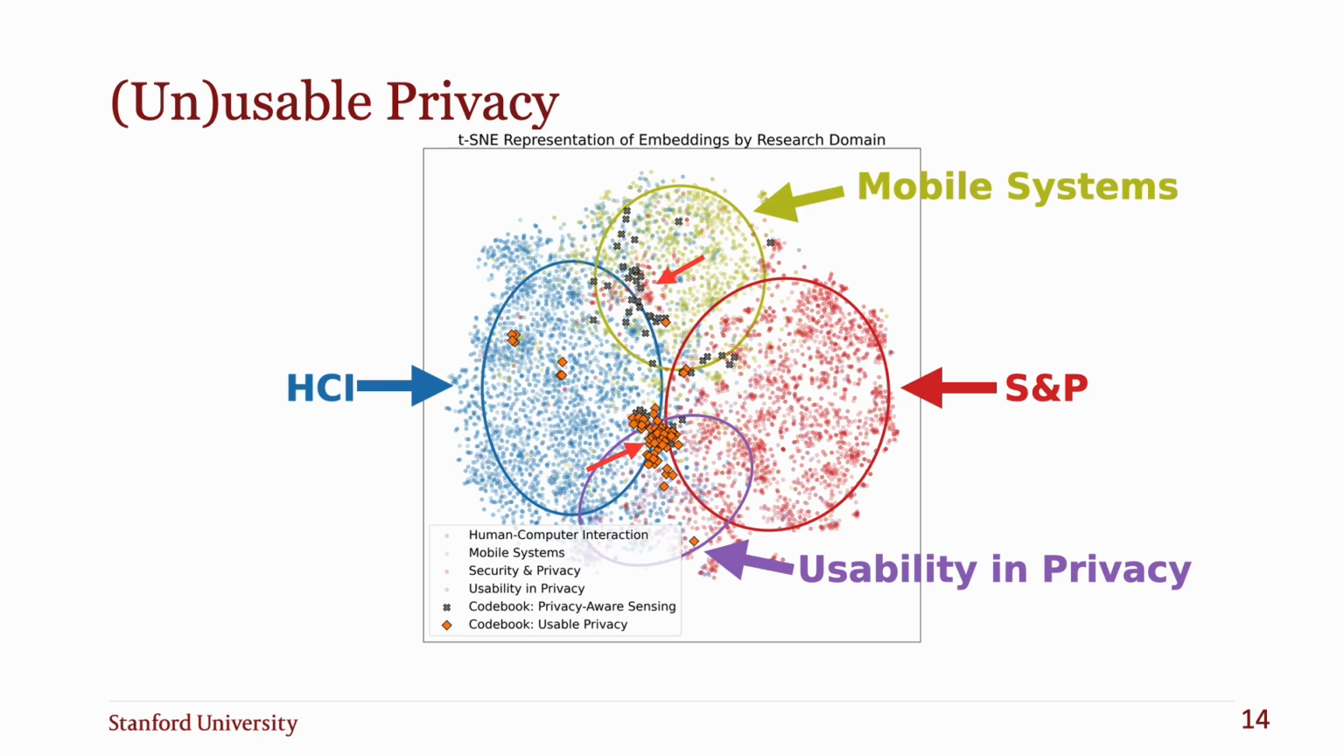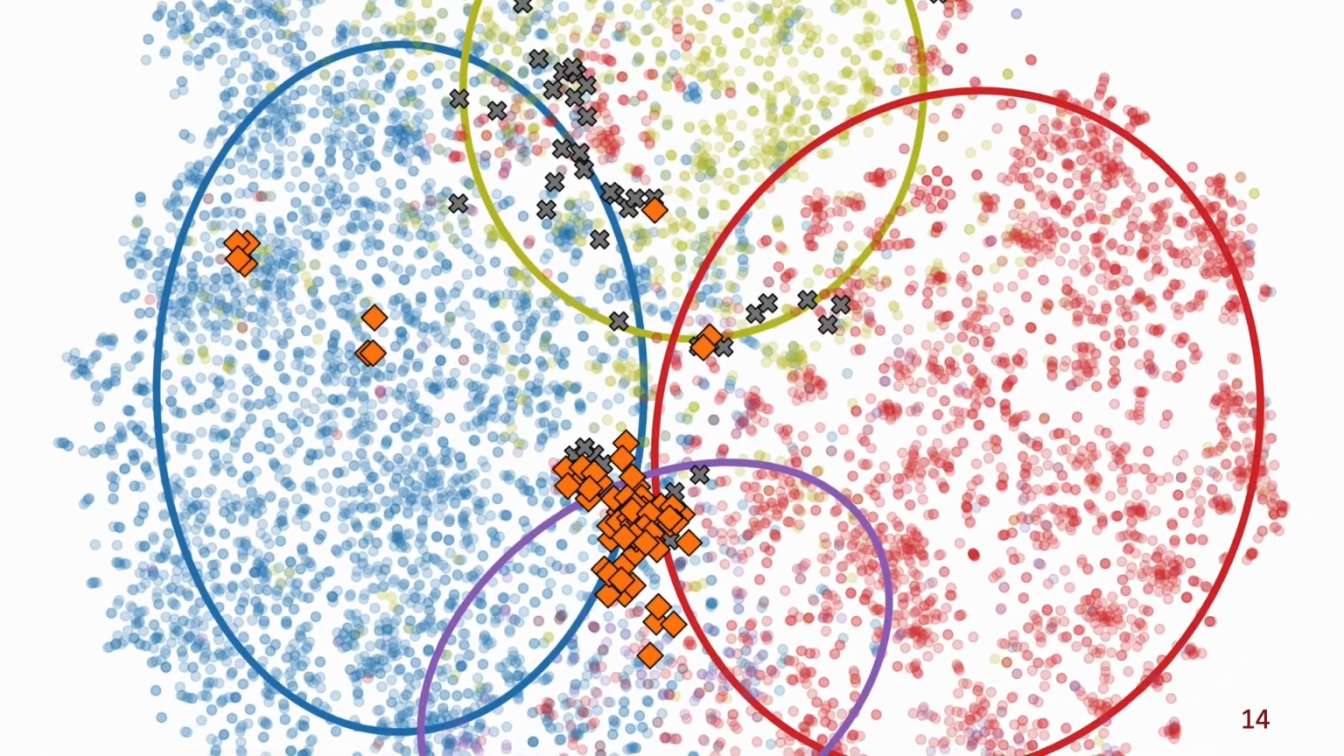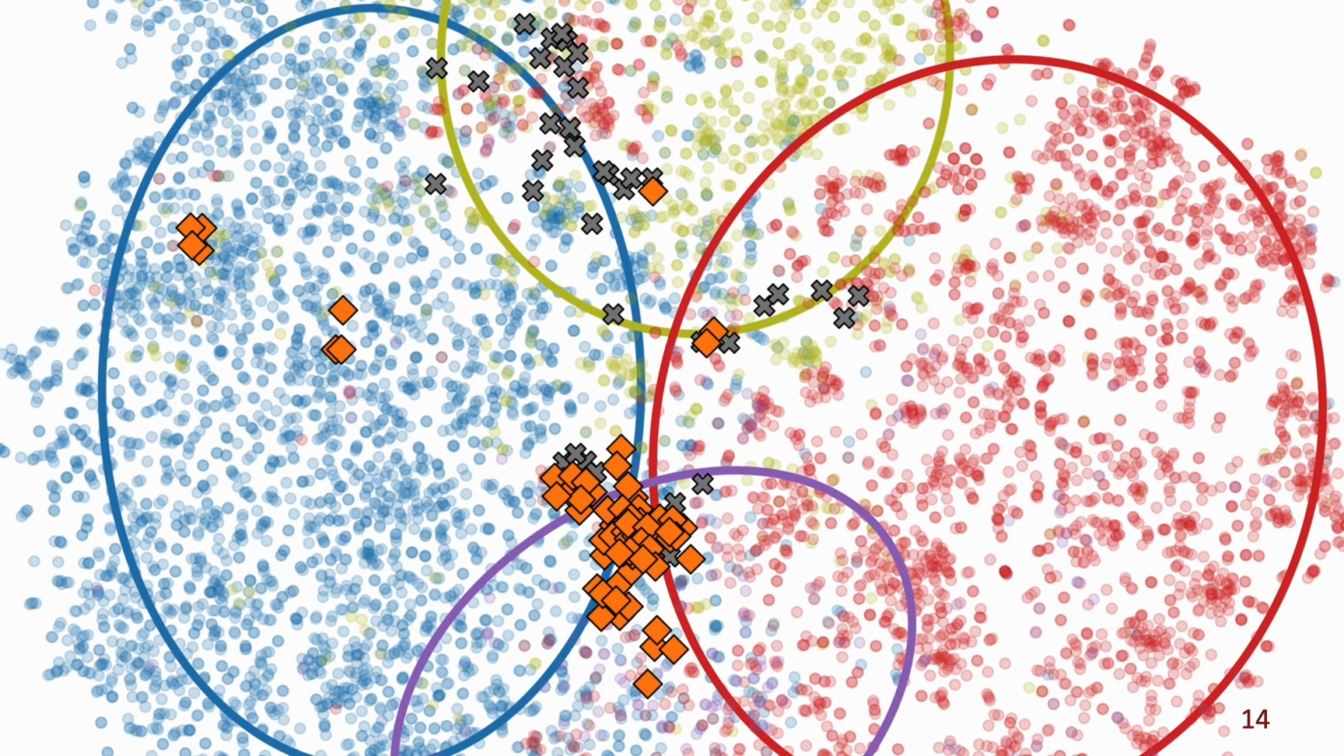But if we look near the center of the figure, we start to see something encouraging. A small but emerging cluster of works that sit at the intersection of all 4 communities. These works begin to combine usable privacy principles with sensing, systems, and security approaches. However, if we zoom in, we still see that this intersection is sparsely populated. There's no critical mass yet, so the question becomes, what's holding back the cross-pollination that this field clearly needs?